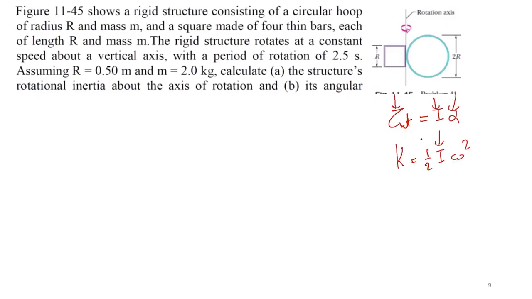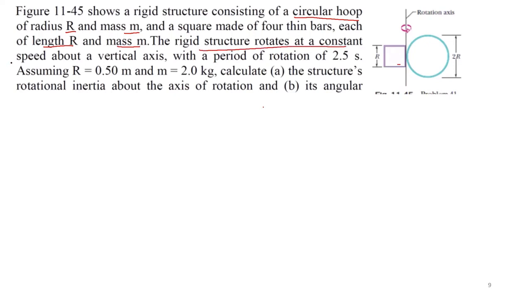Good. Now, let's solve this first problem here. So we have a rigid structure which consists of a circular hoop, and I give you the radius of the circular hoop and a mass m, and a square made of 4 thin bars. Each of these thin bars in the square has a length r and a mass m. Now the rigid structure rotates at constant speed about the vertical axis with a period of 2.5 seconds. Assuming that r is given and m is given, calculate the moment of inertia of this structure around this axis of rotation. So the axis of rotation is the vertical here.